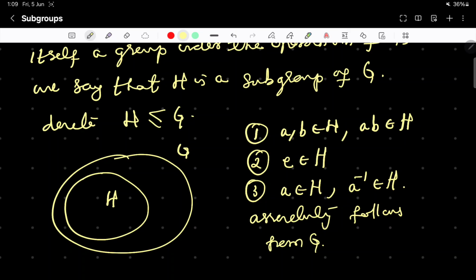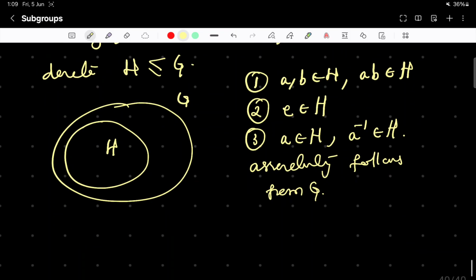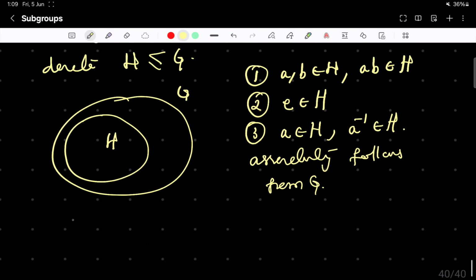So what we check is whether it is closed, so the operation is closed. Any two elements from H, their product again belongs to H, the identity is in H, and for every A, A inverse is in H. So if these all are satisfied, then we call H a subgroup of G. So the same operation is very important.